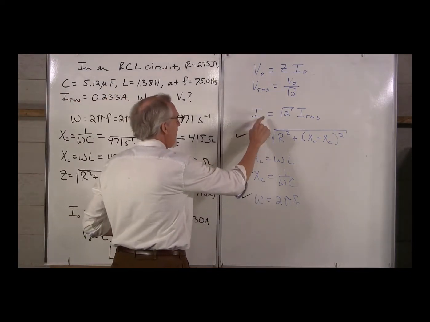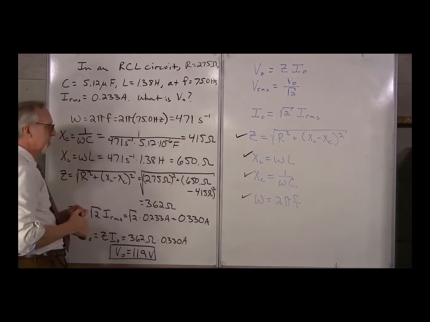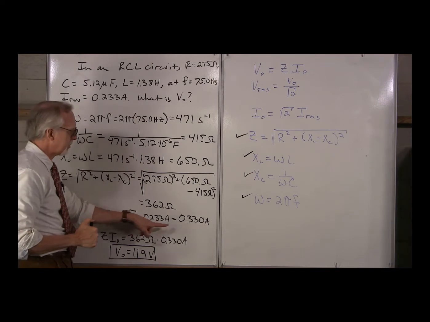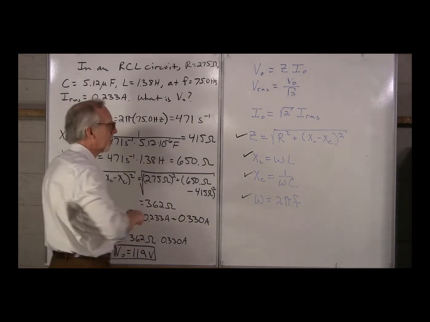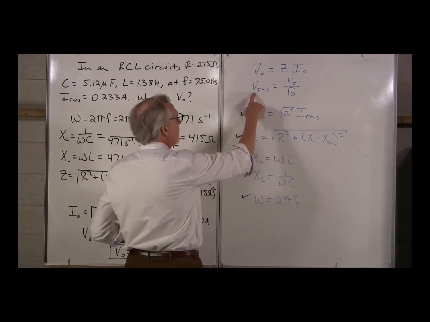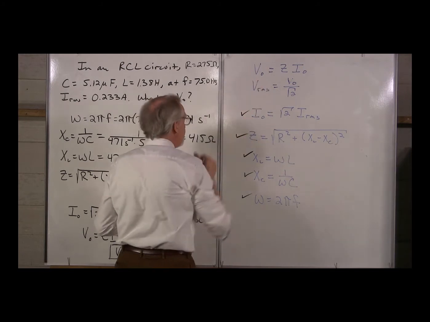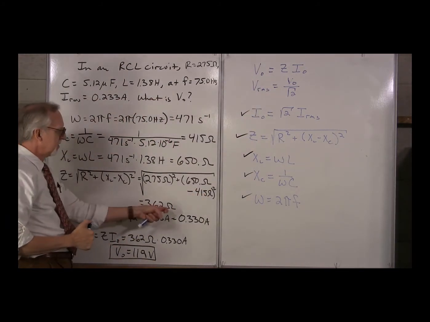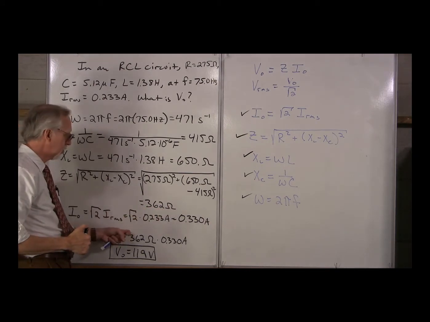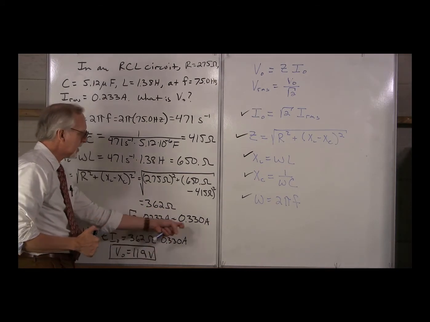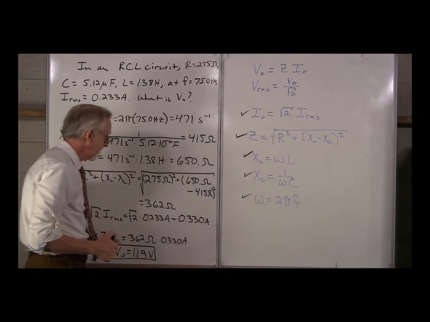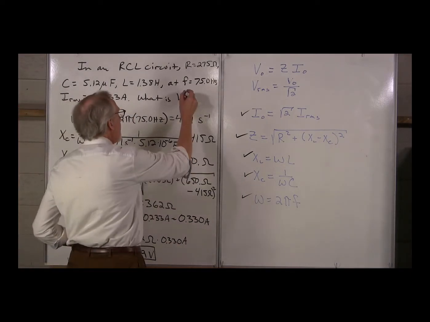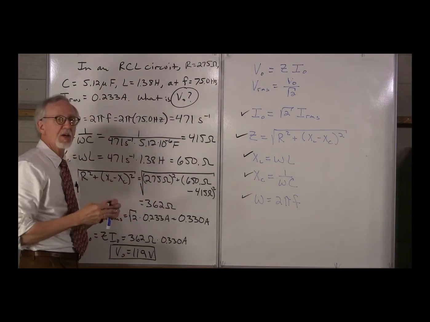Then we know that I naught equals square root of 2 times IRMS. IRMS is 0.233 amps, or I naught is 0.330 amps. And then we don't need to do this one up to here. V naught equals Z I naught. Z we found to be 362 ohms. I naught 0.330 amps, to leave us with V naught 119 volts. And that's what we were looking for.